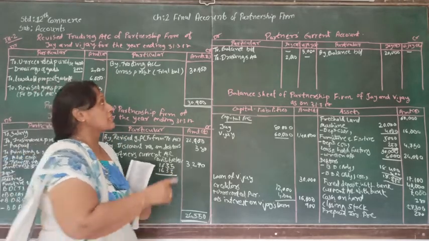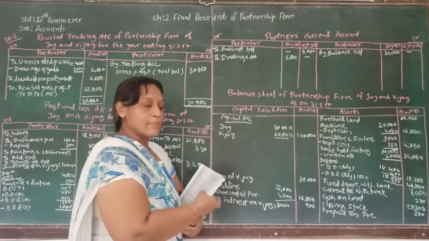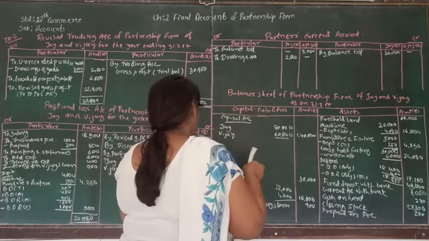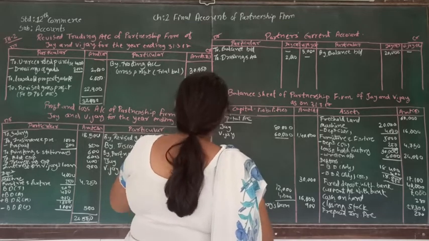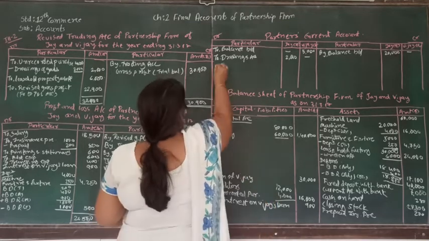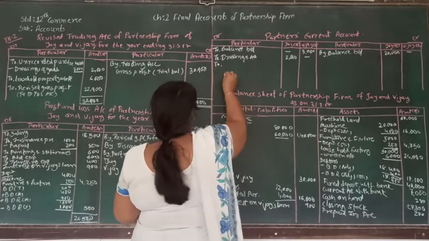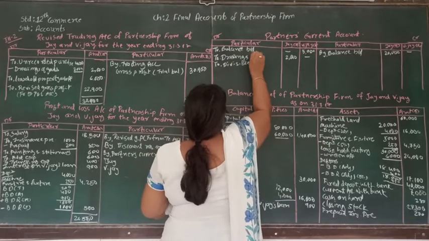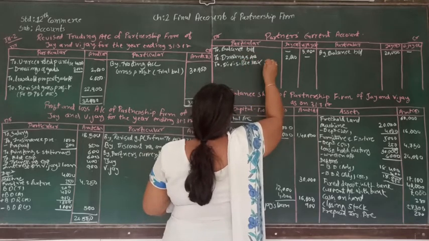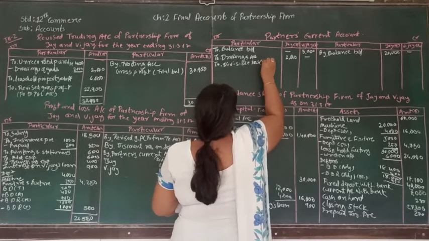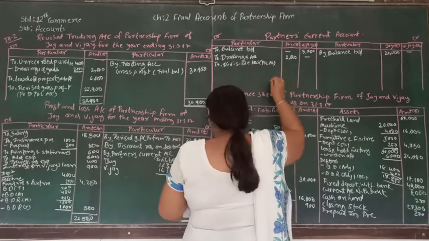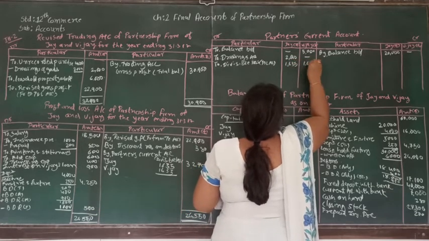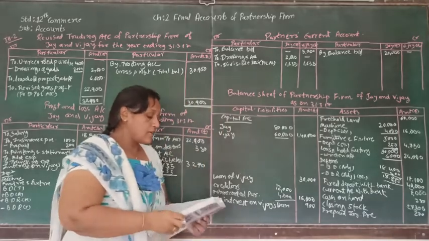Divisible loss is supposed to be debited to the partners' capital or current account. So we are going to debit the partners' current account. Here we are going to write down, to divisible loss. It is from where we have taken, from the profit and loss account, and the loss is 1,635, 1,635. So this is the loss.